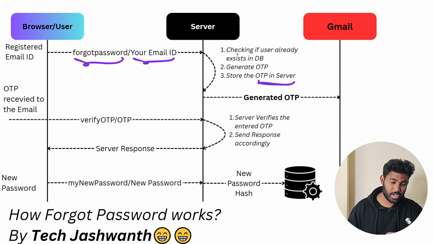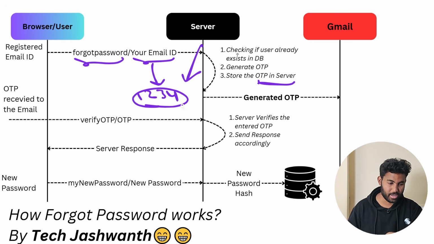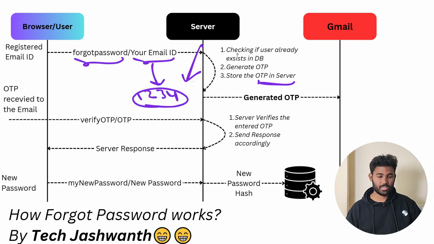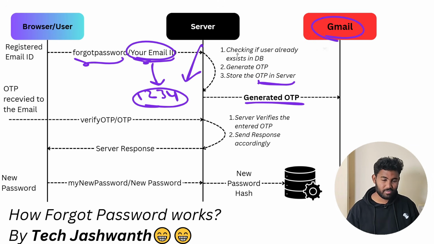And how will this be stored? It will be stored in an object, like this particular email ID is having this particular OTP, and this OTP is generated by the server. Once the server stores this OTP with this email ID, the OTP will be sent to this particular email ID. That is why we have Gmail here.